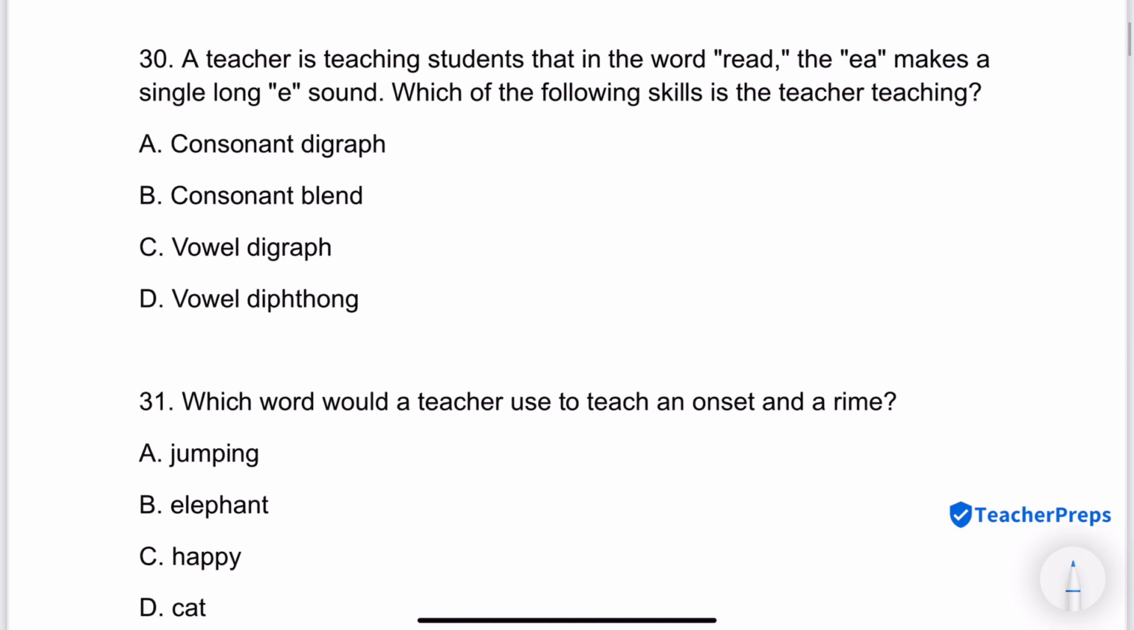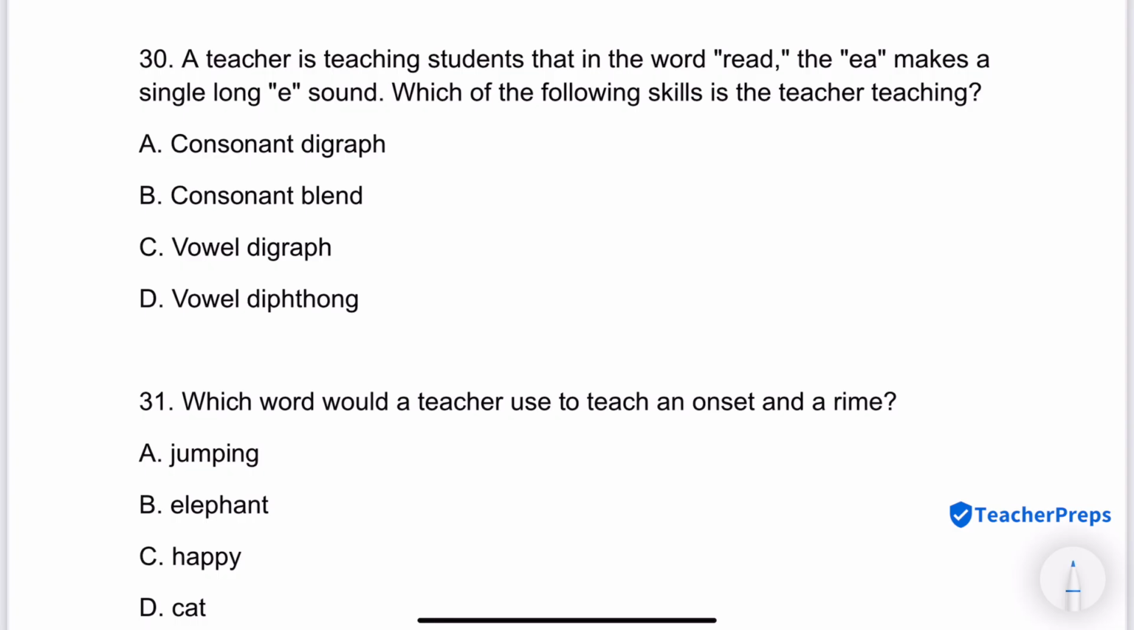Moving to question number 30, a teacher is teaching students that in the word read, the EA makes the single long E sound. Which of the following skills is the teacher teaching? Again, notice here how I'm trying to provide you with all of the practice. Normally, your teacher certification exam will only give you one or maybe two of these, but you don't know which they're going to give you: consonant digraph, consonant blend, vowel digraph, vowel diphthong, and so I wanted to provide you with all the examples.